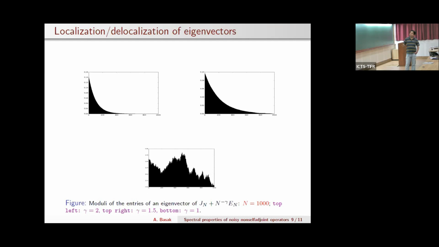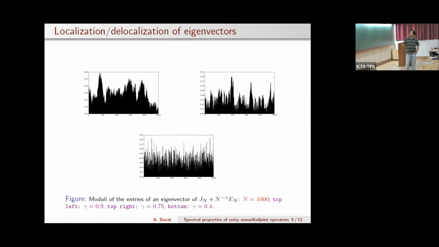So if gamma is 2, you see that it decays very nicely, smoothly. Here it does the same. But for gamma equals 1, something different happens. And if you continue decreasing gamma, if gamma is 0.9, you have this picture, gamma 0.7, you have this picture, and gamma 0.4, you have this picture. So you see that it becomes more and more spiky.